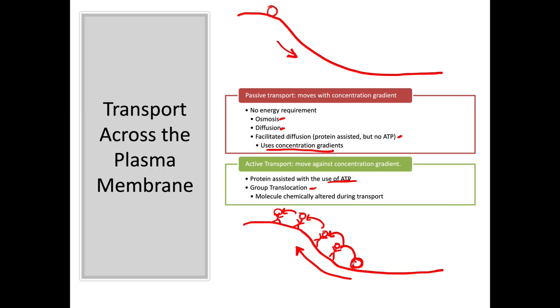But when I do this, in order to keep the ball from rolling back down the hill, I may structurally change it. So when I get up here, the ball is now a square, so that the square cannot freely roll back down that concentration gradient. That's what's meant by the molecule being chemically altered during transport. As the molecule is moving across the membrane, because a group of proteins are working together to move it, the molecule itself will become chemically altered, so it cannot leave the cell.